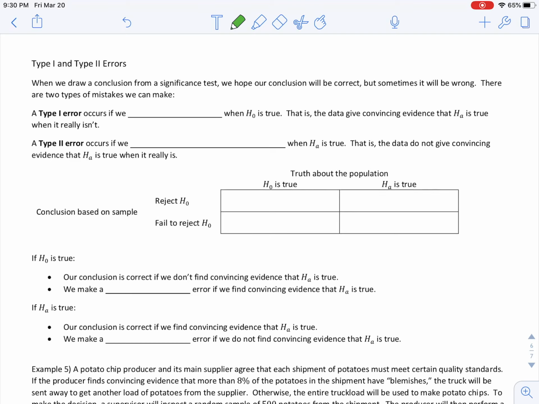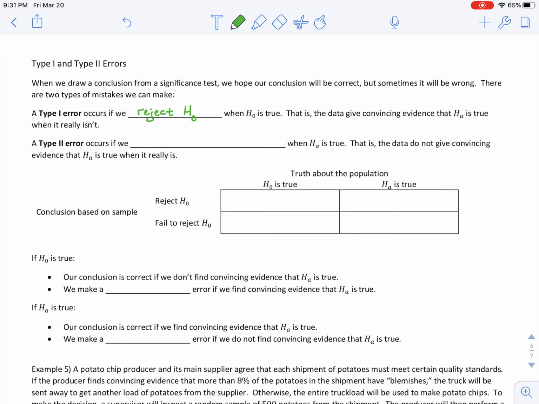One is called a type 1 error. This is if we've made the decision to reject the null hypothesis. We're like, yeah, we've got evidence. This is essentially like a criminal trial where you say, yeah, he is not innocent anymore. We have evidence that he's guilty. But in reality, he was really innocent after all. So the data gave convincing evidence that the alternative hypothesis is true when it really wasn't.